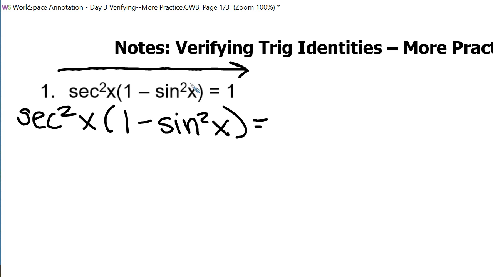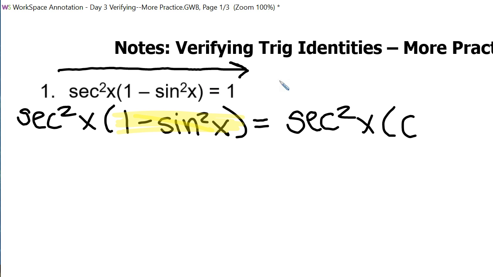Now, there's more than one way to work these problems. One way you can do it is just distribute the secant squared. Or you can convert everything to sines and cosines. Or you could look for a Pythagorean identity. And if you look inside the parentheses, I see 1 minus sine squared. And what is 1 minus sine squared equal to? Cosine squared. So this is equal to secant squared of x times cosine squared of x.